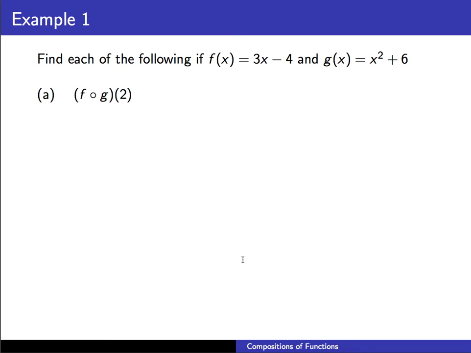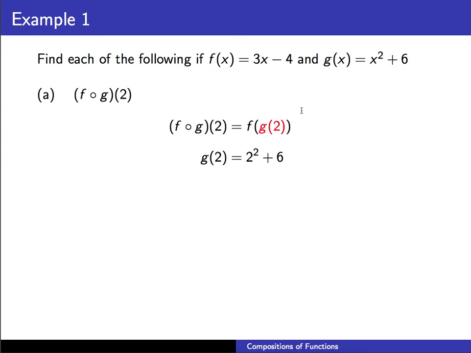So example 1, find each of the following if f of x is 3x minus 4 and g of x is x squared plus 6. So f's whole purpose in these examples is going to be to triple whatever you give it and subtract 4. G's whole purpose is going to be to square whatever you give it and add 6. So we're going to start with f of g of 2. The first thing we want to do is figure out what g of 2 is. That's why I like writing it where we use just parentheses, because for me it's a little bit easier. But first thing we're going to do is evaluate g of 2.